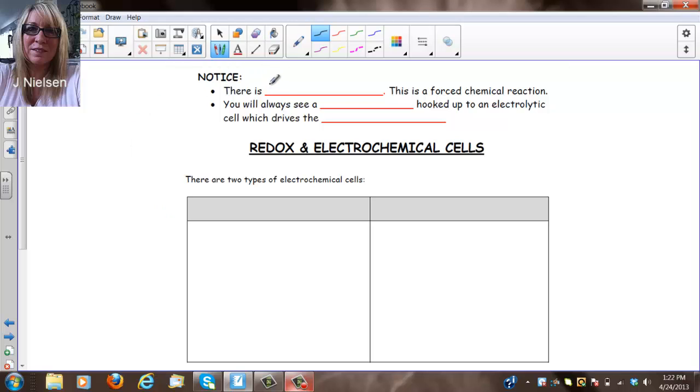There is no salt bridge, and this is a forced chemical reaction. You will always see a power source, which is often a battery, hooked up to an electrolytic cell, which drives the forced reaction.